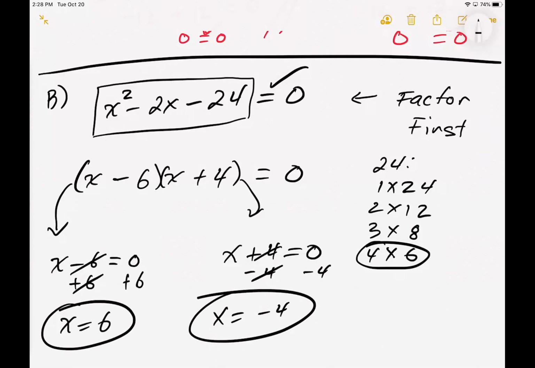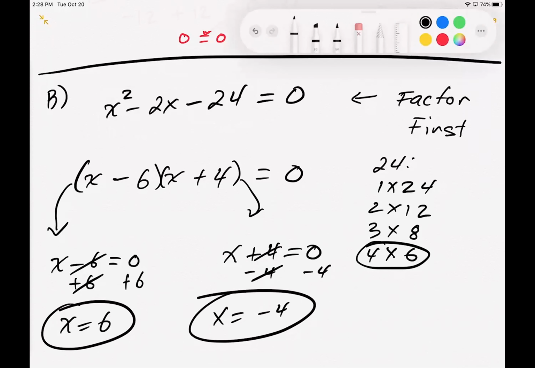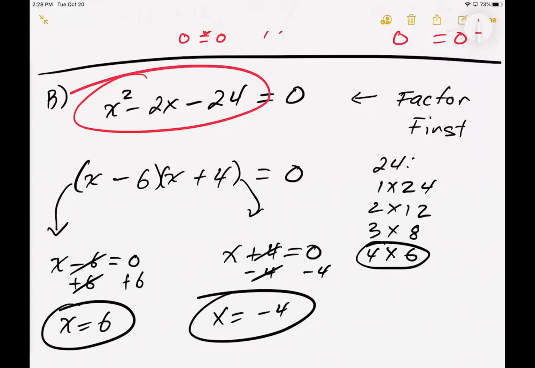If you're in doubt, you can always plug it back into the original problem and check your answer, and see if it works out to be equal to 0. Let me ask you a question, after the two problems we did, in terms of the procedure, what we're looking for.